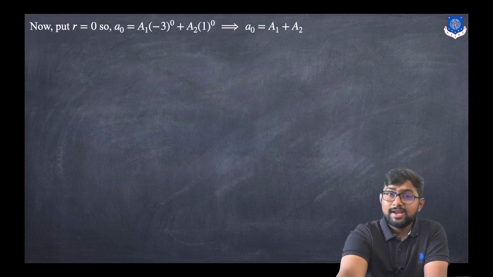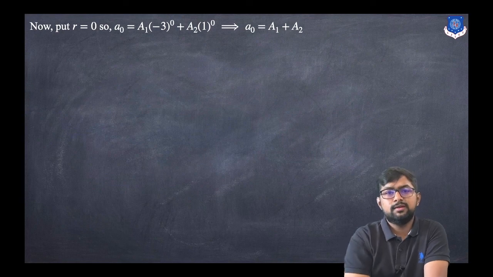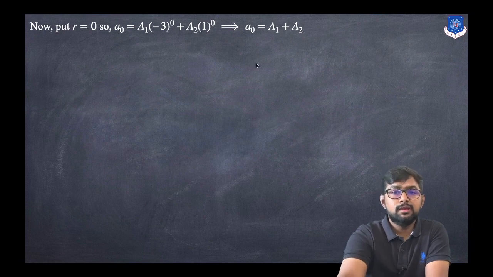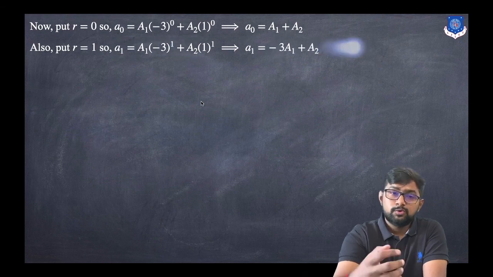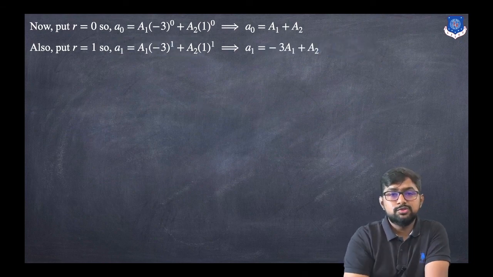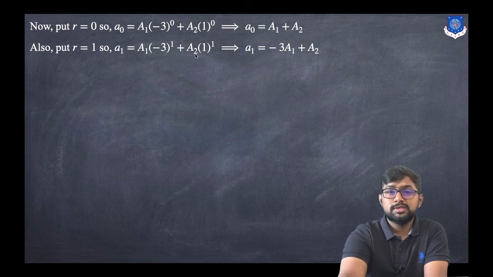So we will use those conditions and find the values of A1 and A2. Now put r equals 0. So what will we get? We get a_0 = A1 (-3)^0 + A2 (1)^0, and that will give a_0 = A1 + A2. Also put r equals 1 in that solution, so we'll get a_1 = A1 (-3)^1 + A2 (1)^1. So that will lead to a_1 = -3A1 + A2.